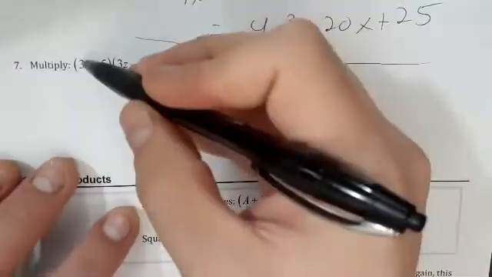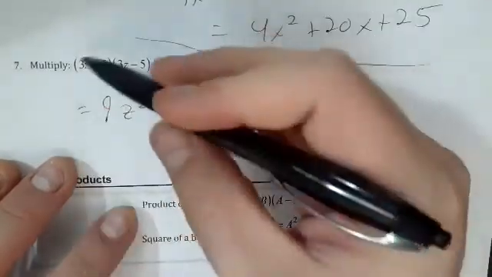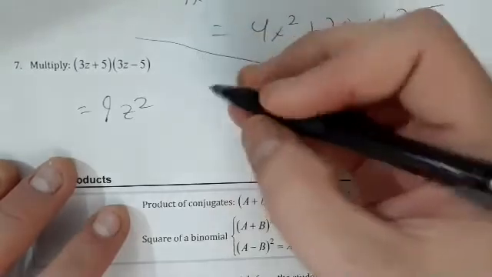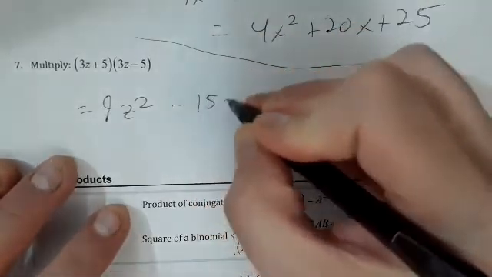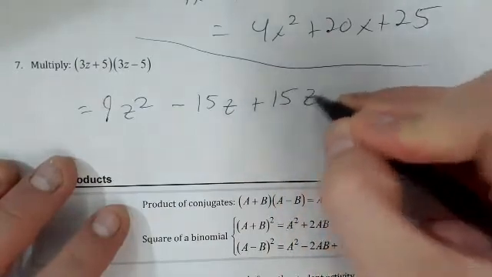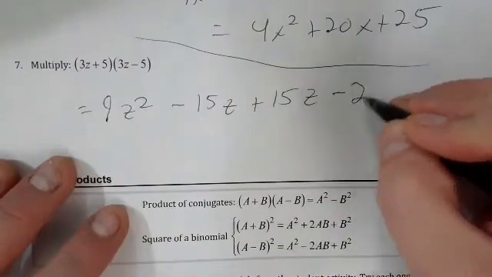Same thing here, first term gives me 9z squared. First term, outers, I guess. 3z times minus 5 is a minus 15z. 5 and 3z give me plus 15z. And the last thing I have is plus 5 minus 20. Minus 5 gives me minus 25.